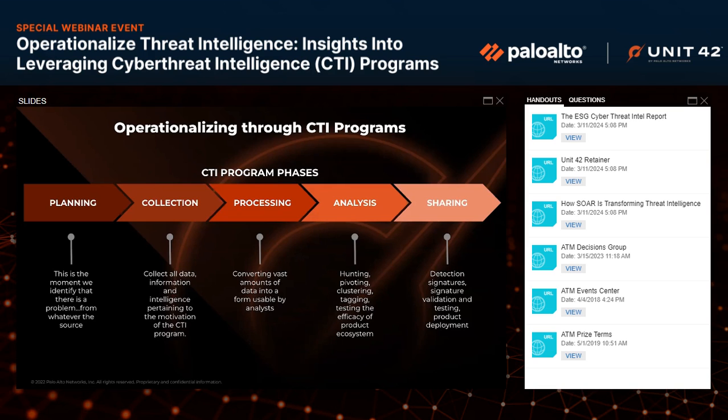Moving right along, the analysis phase is where most organizations will start to see the benefit of the CTI program. In this phase, analysts hunt, pivot, cluster, tag, and perform analysis on the data that was collected and processed in the previous phases. The intention of the analysis phase is to add context to the data that has been collected and processed. The context provided via the analysis phase should ultimately inform the defenders of the organization, as I mentioned earlier. An example of analysis and contextualization would be adding malware family tags to specific malware hashes in a threat intelligence platform. That's one example of the operationalization of the analysis phase in regards to your CTI program.